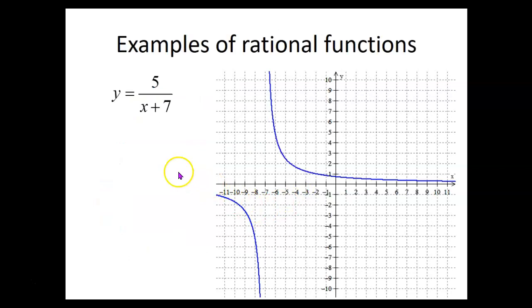So here's what the graph looks like. Notice our vertical asymptote, x equals negative 7. Our horizontal asymptote is the x-axis. We've got our y-intercept here at the point where y is 5/7, and there is no x-intercept. The graph never touches or crosses the x-axis.